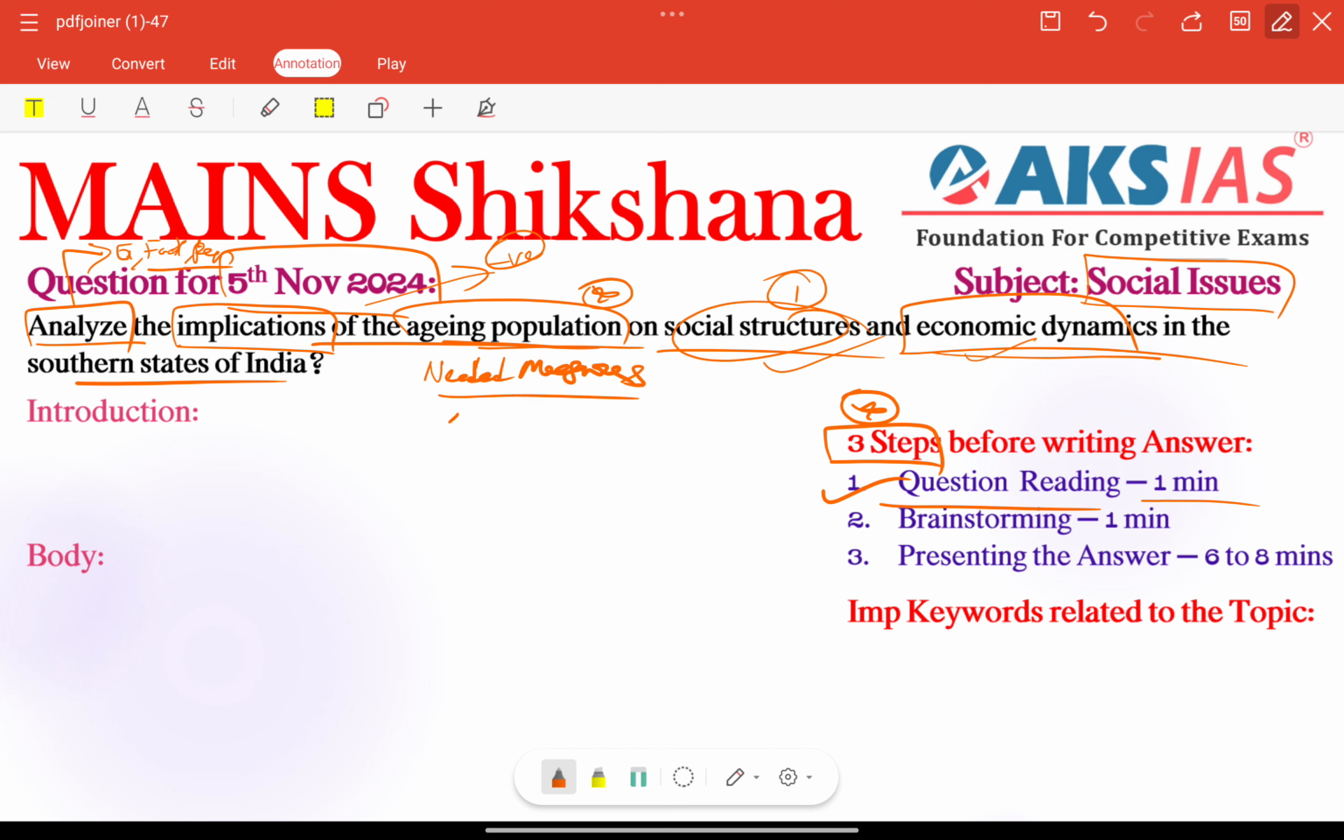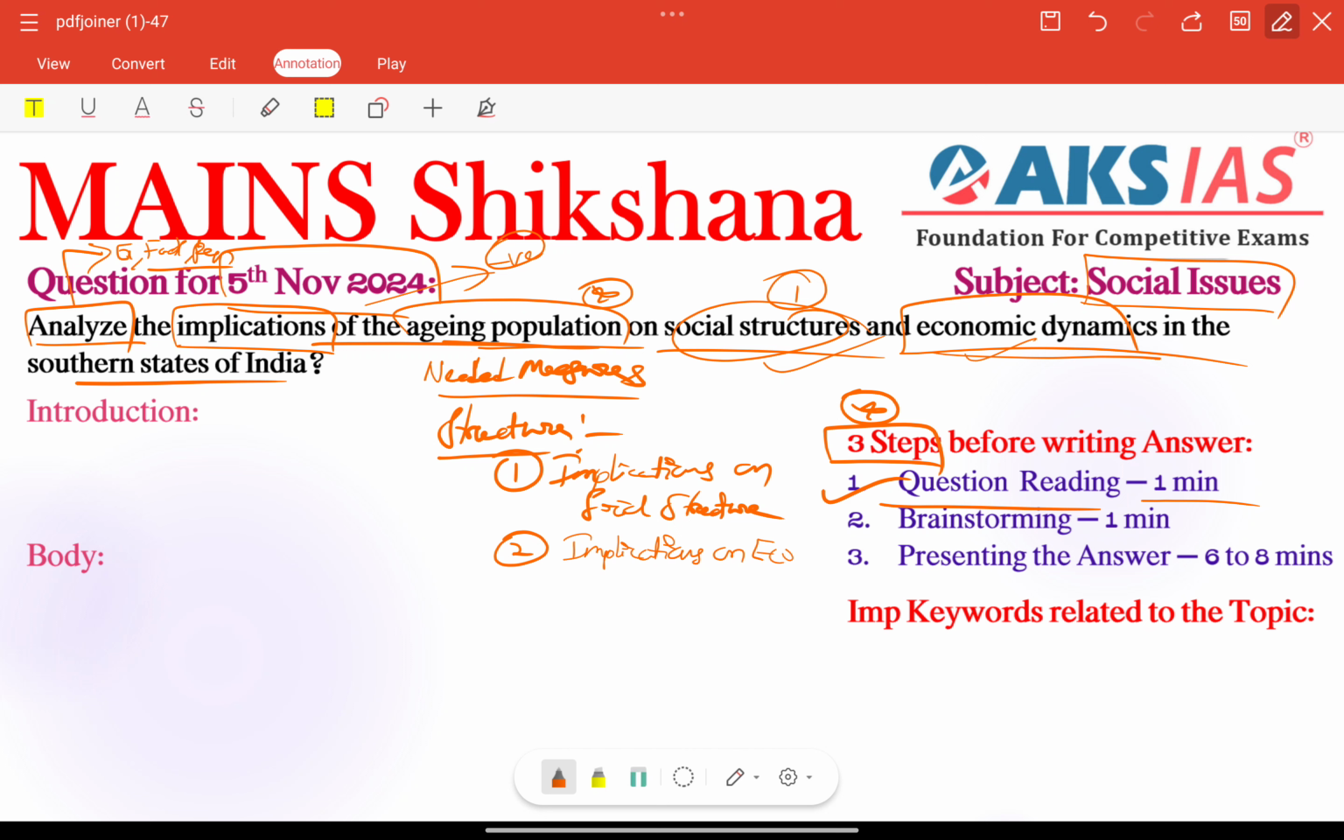That is the structural part. If we create some structure here, first of all we need to write some implications, right? Implications of aging population on social structures, that is the first important thing. Next, implications on economic dynamics is the second part, right? So framing this structure before writing the answer is very important, right?